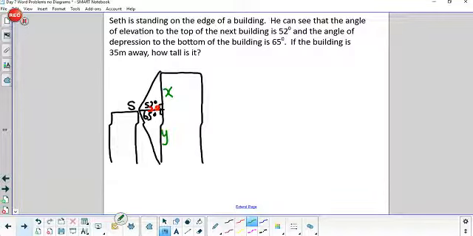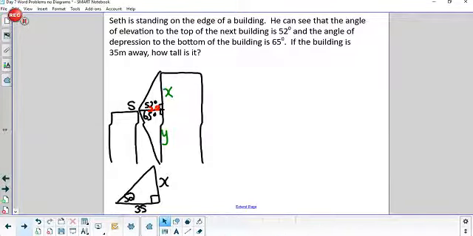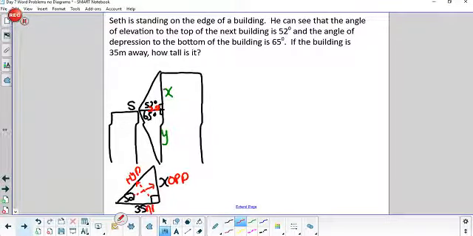So if we start, again, it doesn't matter which triangle we start with. We have enough information in both of them. So if we start with the top triangle, and just because this diagram got a little small again, I'm going to redraw that top triangle. So the top triangle is we've got 52 degrees, we've got 35, and we've got X. So our hypotenuse is over here. Across from the angle we know is our opposite, and then we've got adjacent. So hypotenuse doesn't help us because we're looking for opposite and we know adjacent. So we're going to start with tan.